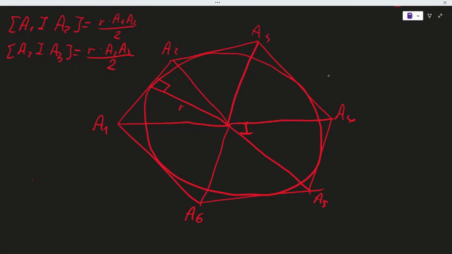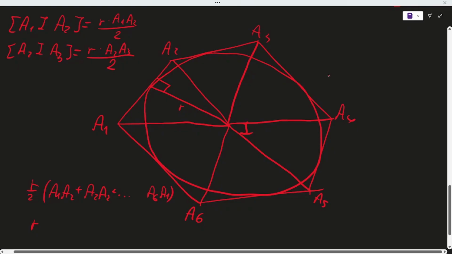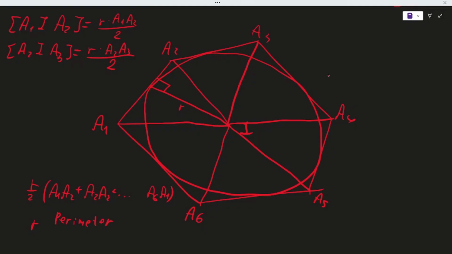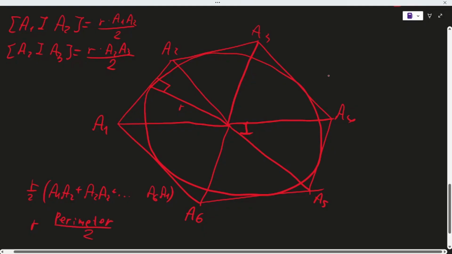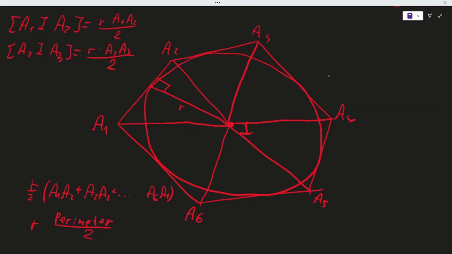If we take R over 2 out of brackets, we get A1A2 plus A2A3 and so on, all of the sides, finally A6A1, which is clearly the perimeter of the polygon. So the main formula will be R times perimeter divided by 2, which is called the semi-perimeter. But if you want to use this formula, a circle must be inscribed inside the polygon. Otherwise, we cannot do it.